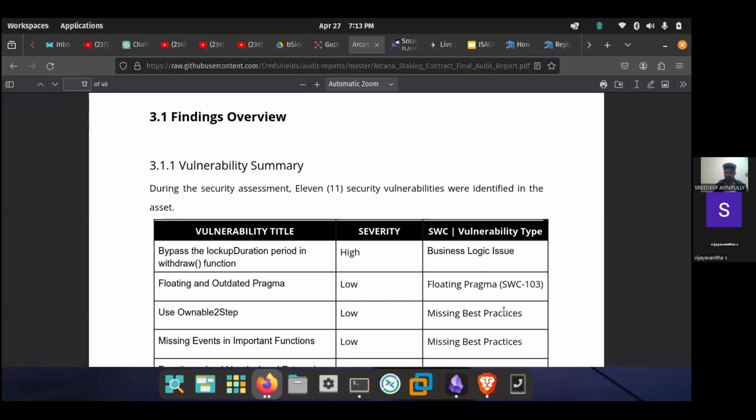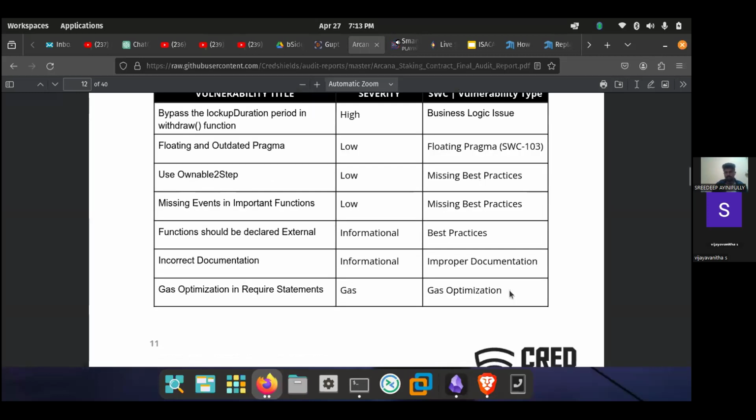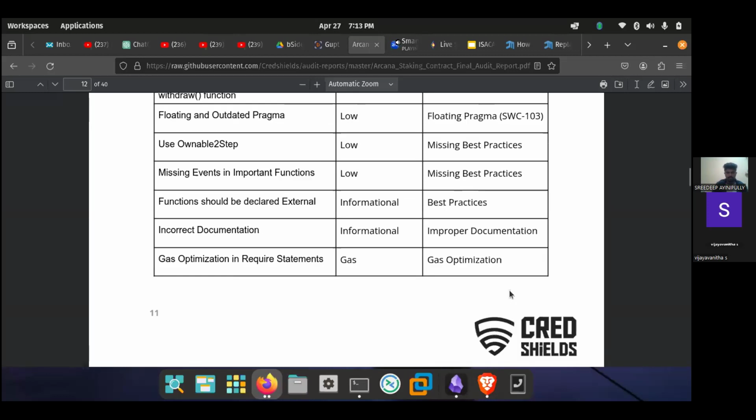Like that, we have to audit the smart contract here and find what the missing best practices are, and we have to properly stick to the best practices when it comes to smart contract programming. Yeah, so this is one of them.